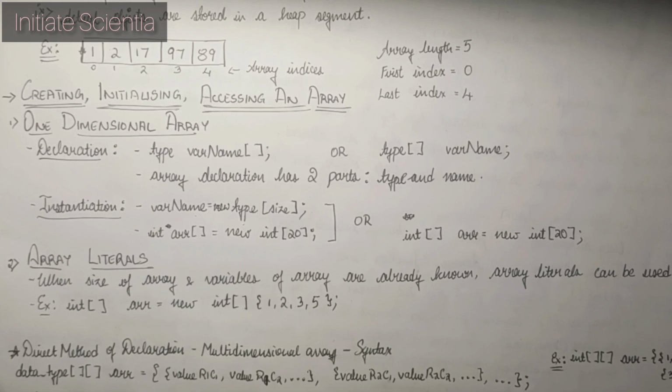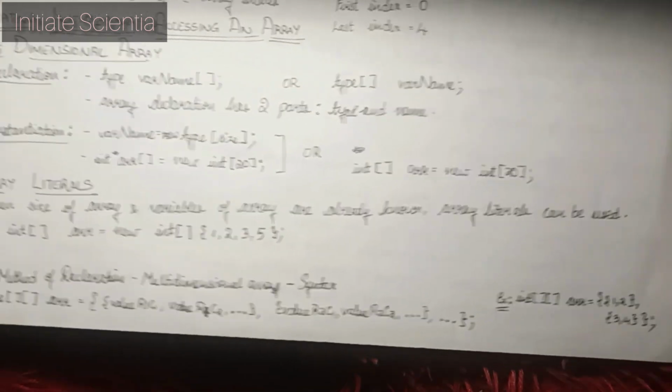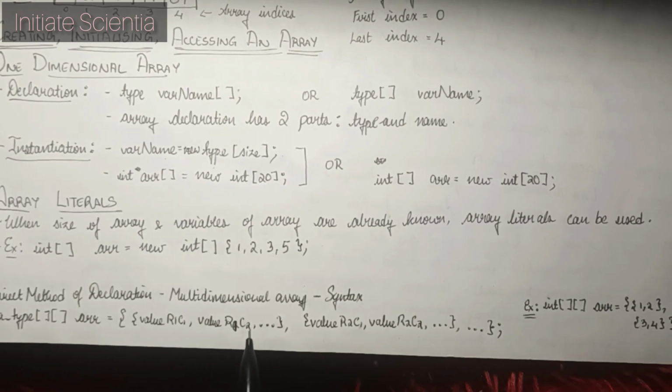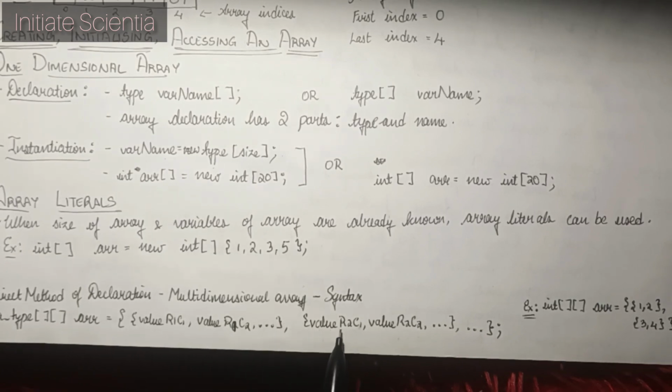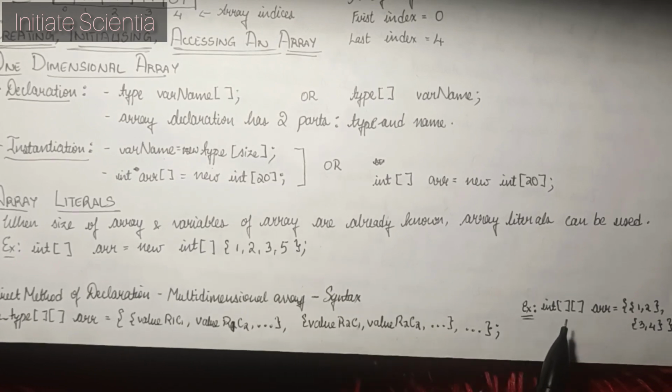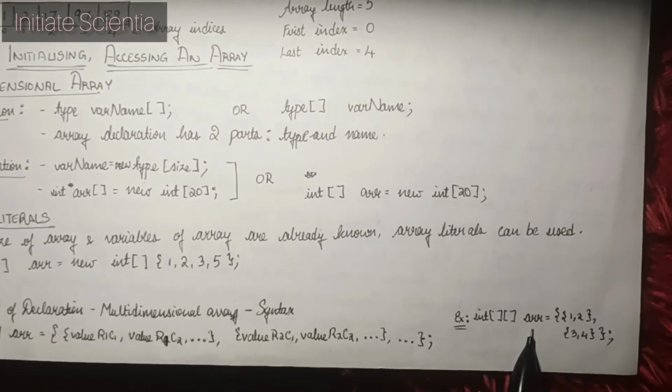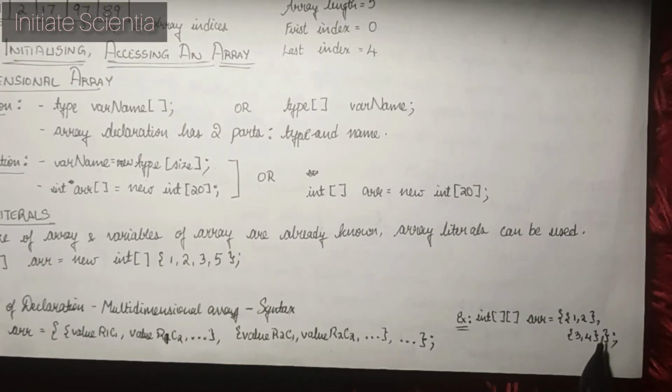Multidimensional array. So let's see the syntax. Data type, we use the two brackets here, arr, has the values R1C1, R1C2, that is for row 1, column 1, column 2, and so on. Similarly for the next row and the subsequent columns. Here we can see the following example. Int arr has 1, 2, and 3, 4, so it is of this format.